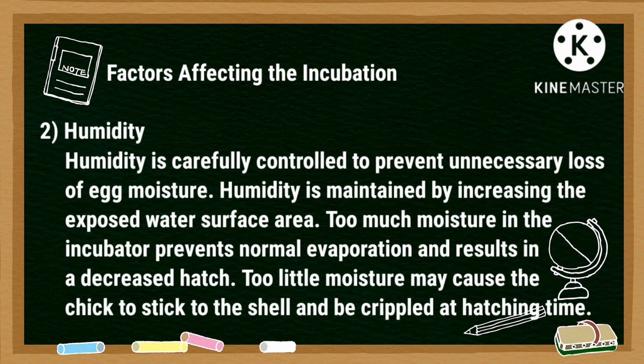Next is humidity. Humidity is carefully controlled to prevent unnecessary loss of egg moisture. Humidity is maintained by increasing the exposed water surface area. Too much moisture in the incubator prevents normal evaporation and results in a decreased hatch. Too little moisture may cause the chick to stick to the shell and be crippled at hatching time.